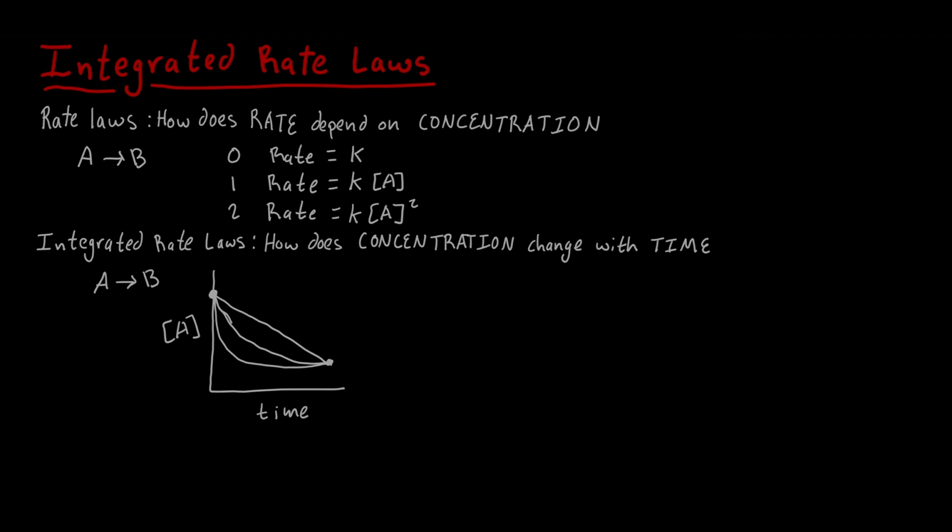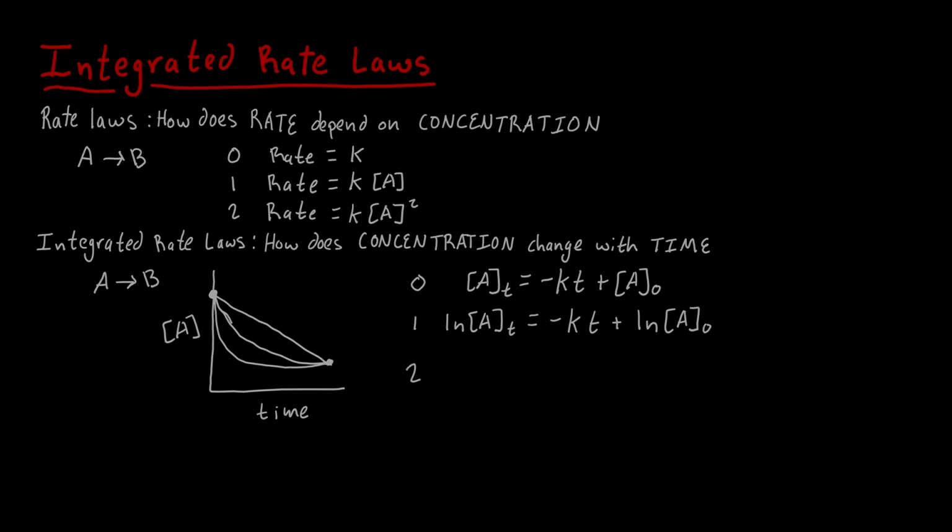And so our equations for this, if we have a zero order reaction, we say that the concentration of our reactant at time t is equal to negative Kt plus the concentration at time 0. So K is the rate constant and t is our time on the x-axis. For a first order reaction, our equation is the natural log of the concentration of A at time t is equal to negative Kt plus the natural log of the starting concentration.